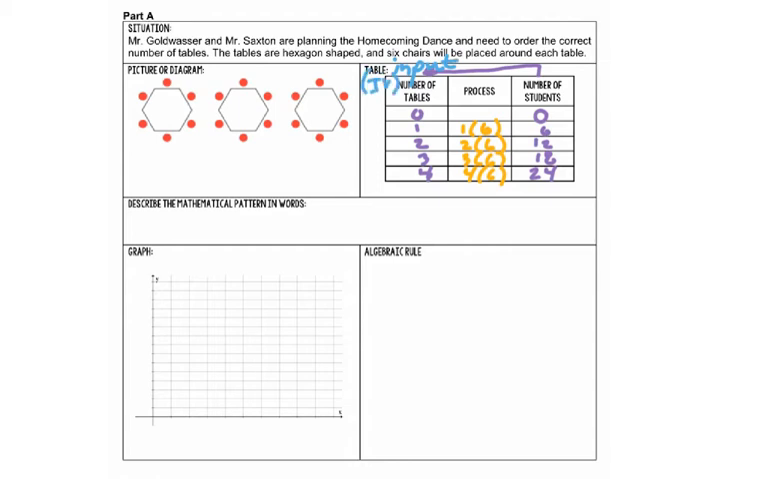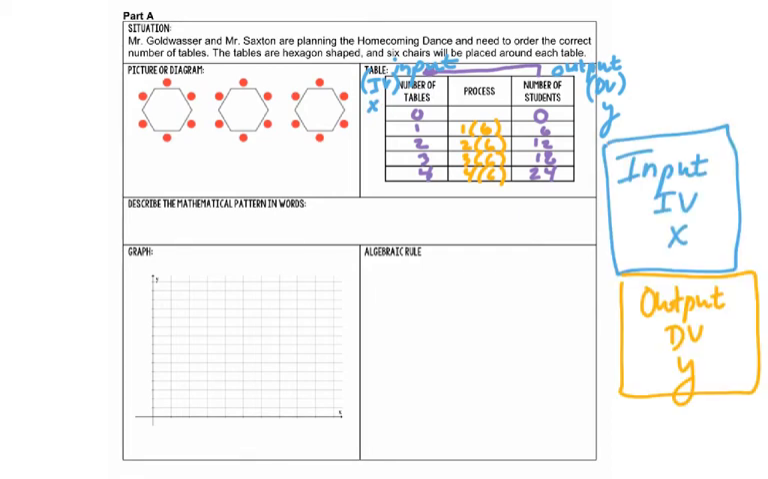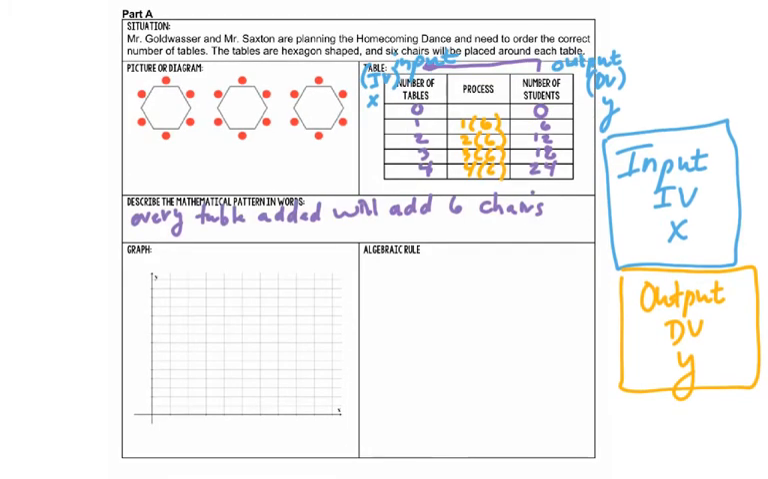And so we took the number of tables and multiplied it by 6, and that would give us our output. You'll see that input and output will be something that we'll talk about a lot, and the output is usually the dependent variable, and that's also y. The independent variable is the input, and that's x. So you'd want to organize those in a way that you're going to remember them, and I've organized those to the right here. Describing the mathematical pattern in words, what happened? Really, every time a table is added, we add 6 chairs.